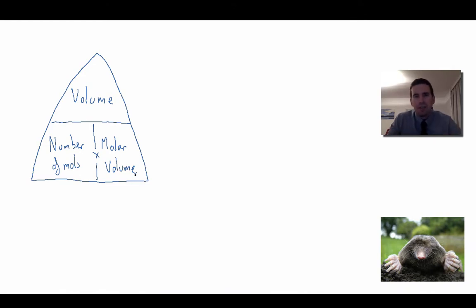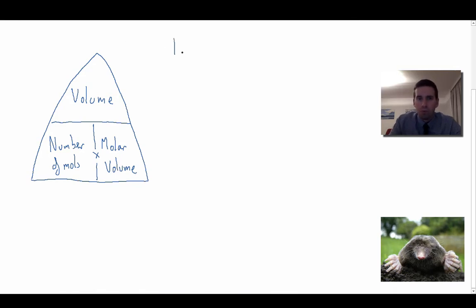Well, Avogadro, the same guy who came up with the constant, he postulated that 1 mole of any gas will take up the same volume. If you think about the structure of a gas, how much space is in between the particles, it makes sense. If the particles are slightly bigger or smaller than each other, it doesn't matter, because there's so much space that a slight change in size of the particle won't affect the overall volume.